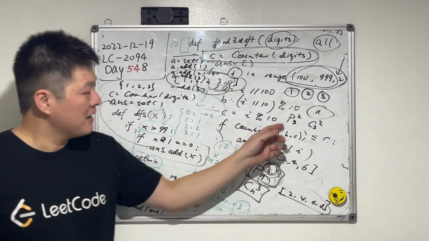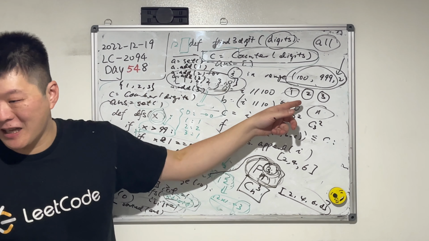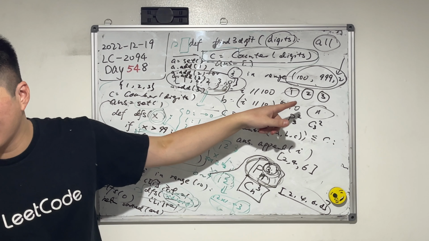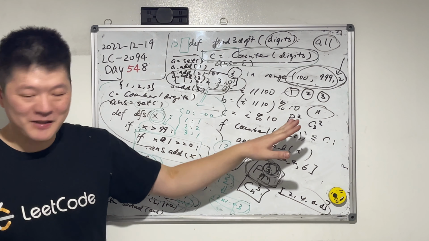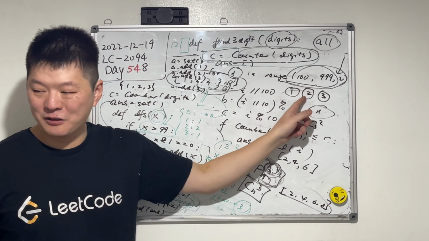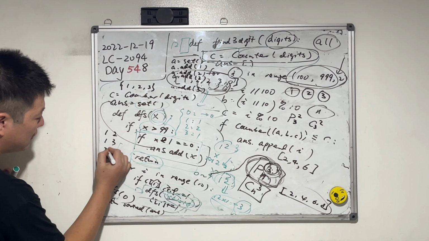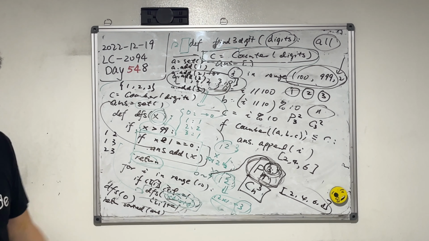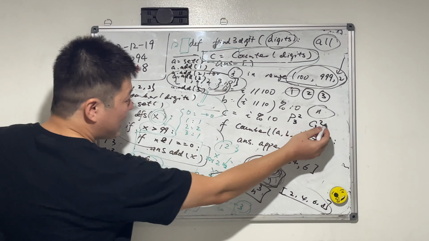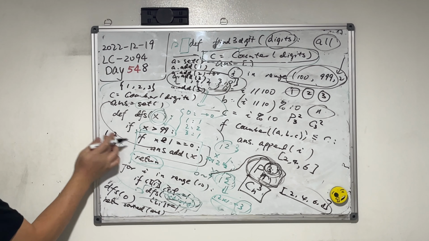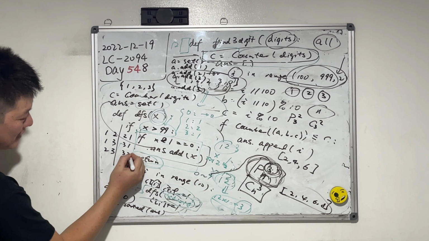So listen. C is combination: 3 apples picking 2 apples. How many ways? 3 ways: 1,2, 1,3, 2,3. And what's P? For C, 1,2 is the same as 2,1. But for P, 1,2 is different from 2,1. That's the difference.